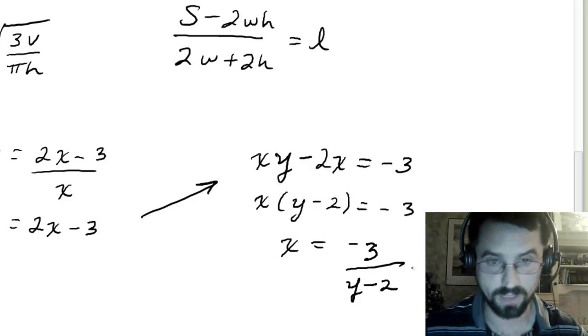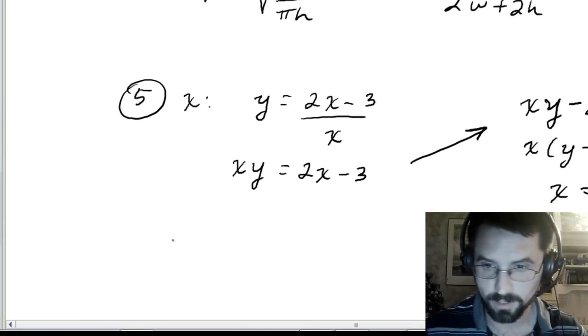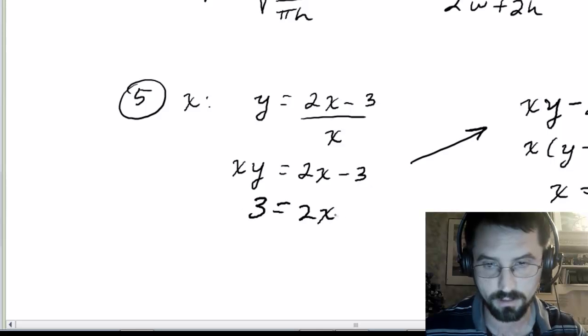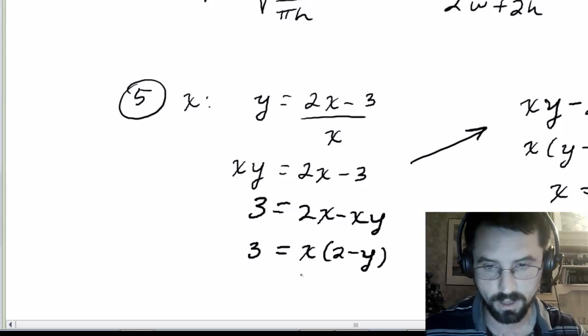Alternatively, if you didn't bring the xy over, let me go back here. Alright, you could have, instead of bringing the 2x over, you could have brought the xy over and the 3 the opposite way, and then you would have gotten this. And you would have gotten a similar result. After you factor this, you'd have x times 2 minus y equals 3. And when you divide, you would have that x equals 3 divided by 2 minus y.